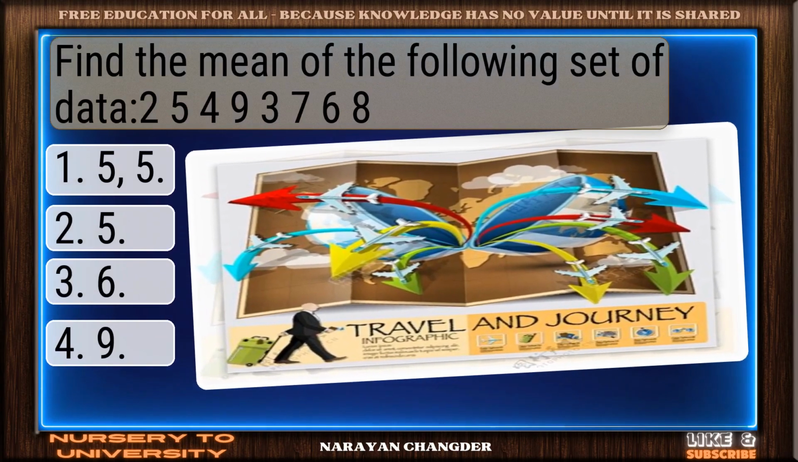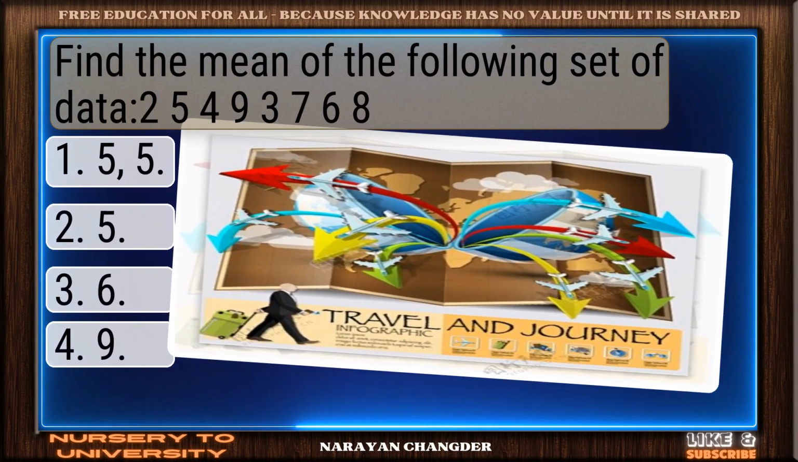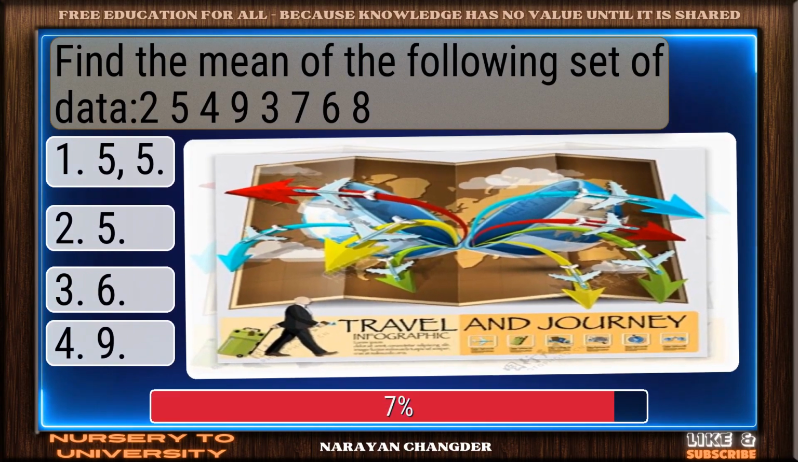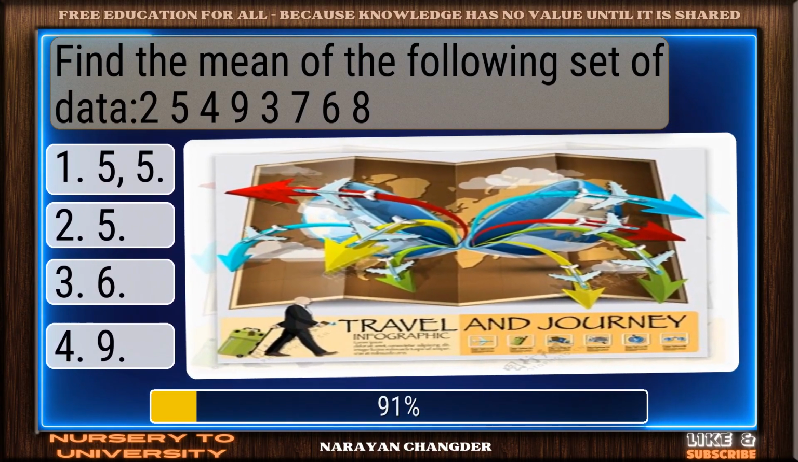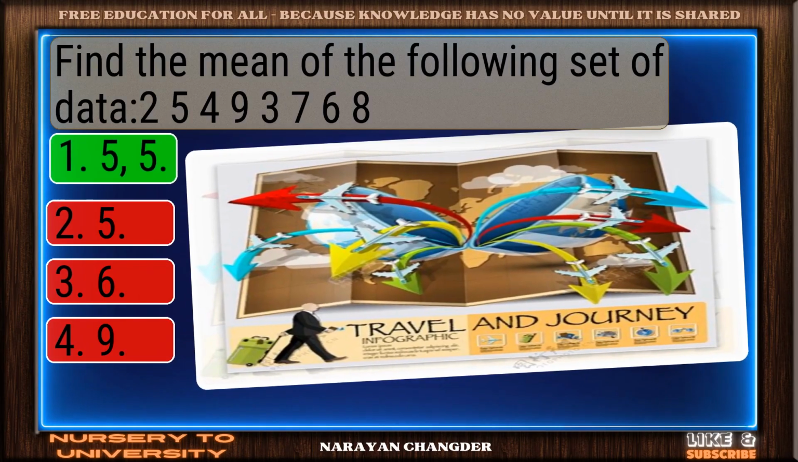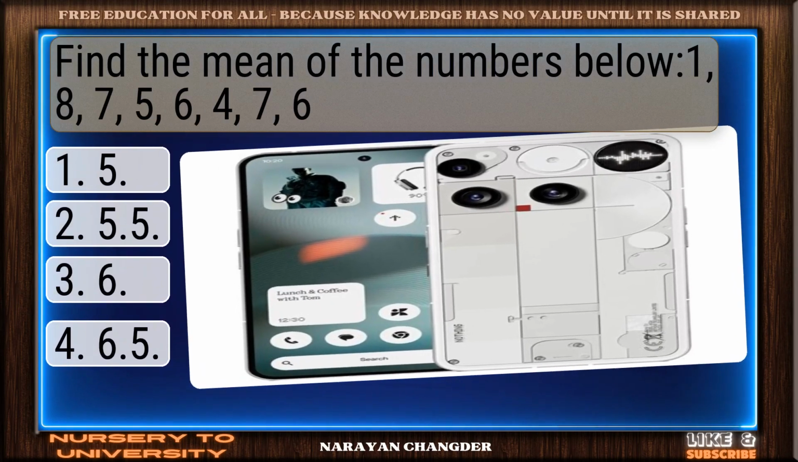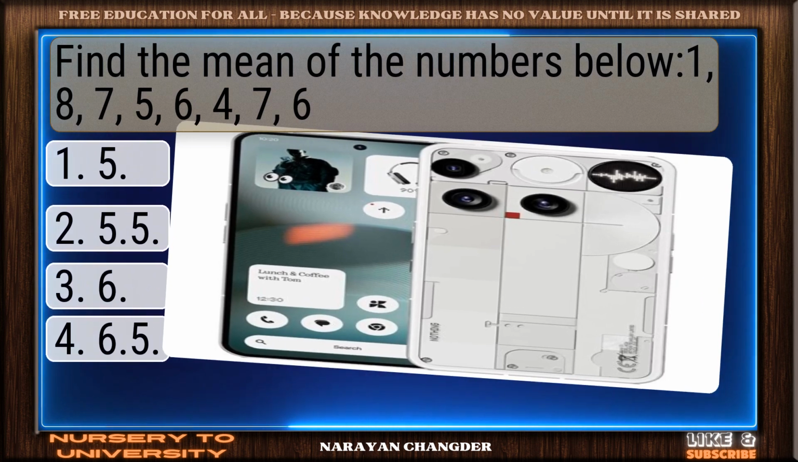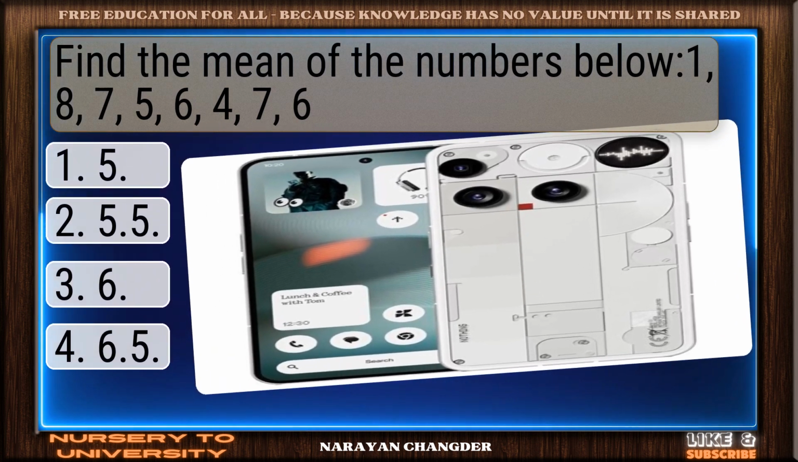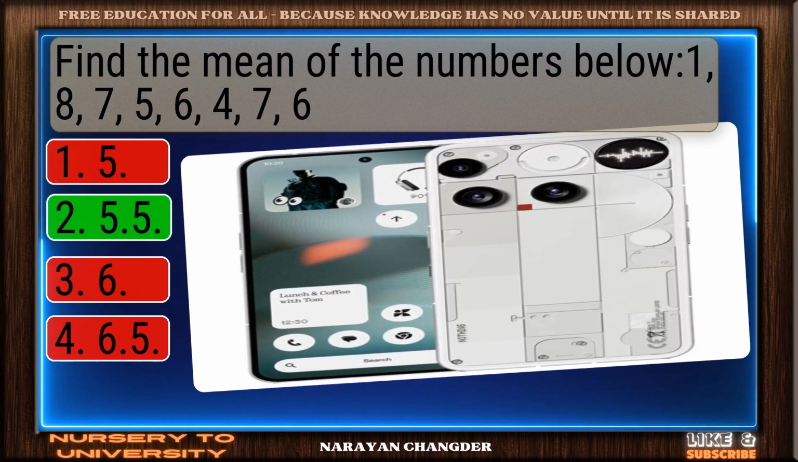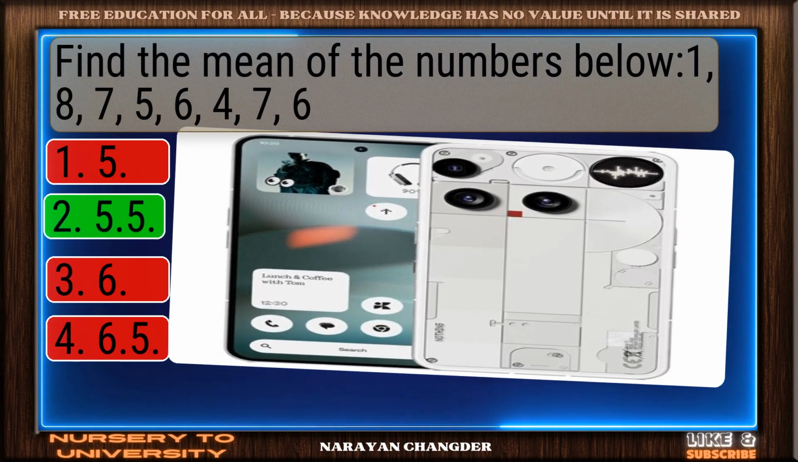Question number 127. Find the mean of the following set of data. 2, 5, 4, 9, 3, 7, 6. Nicely done. 5 is a solid answer. Question number 128. Find the mean of the numbers below. 1, 8, 7, 5, 6, 4, 6. Good job. Your answer 5.5 works well here.